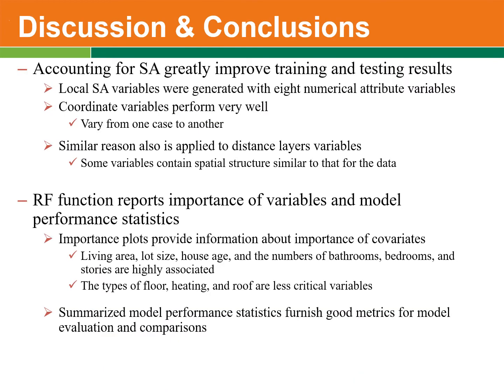So this research incorporates spatial correlation with proxy variables into the random forest model for house price predictions. We can see that local spatial autocorrelation variables improve the training and testing results to some level. However, their performance highly depends on the selected covariate variables, and we believe that it may function better when more relevant covariates are included in the model.